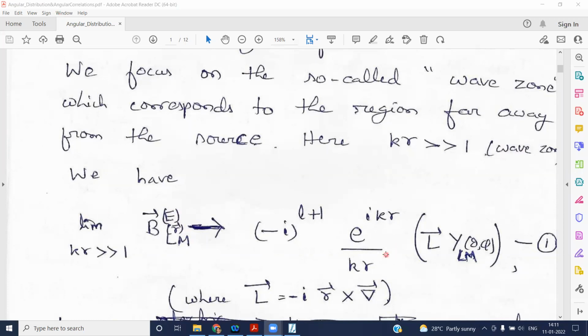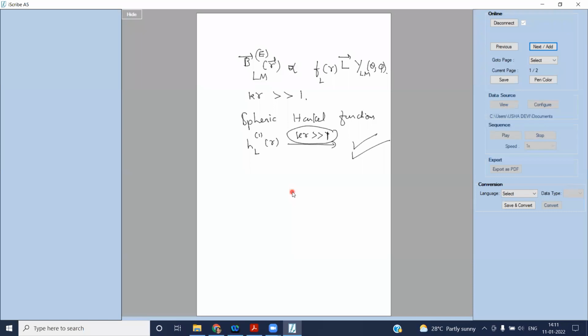So, what am I saying? I am using what is called the wave zone. And in the wave zone, I can simplify the multipole field, the magnetic field of the electric type. This takes the form e^(ikr) times Y_lm of theta, phi. In other words, in the limit kr much, much larger than 1, my f_l of kr takes the form e^(ikr) divided by kr. That is easier to simplify than a very complicated spherical Hankel function.